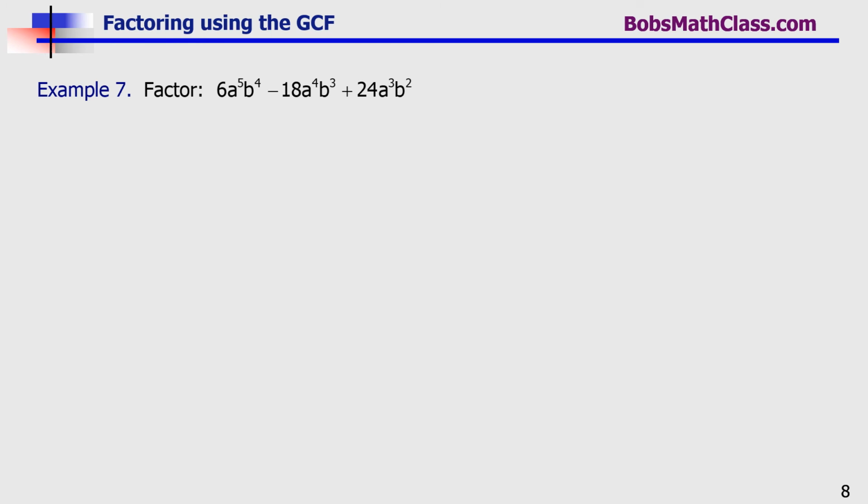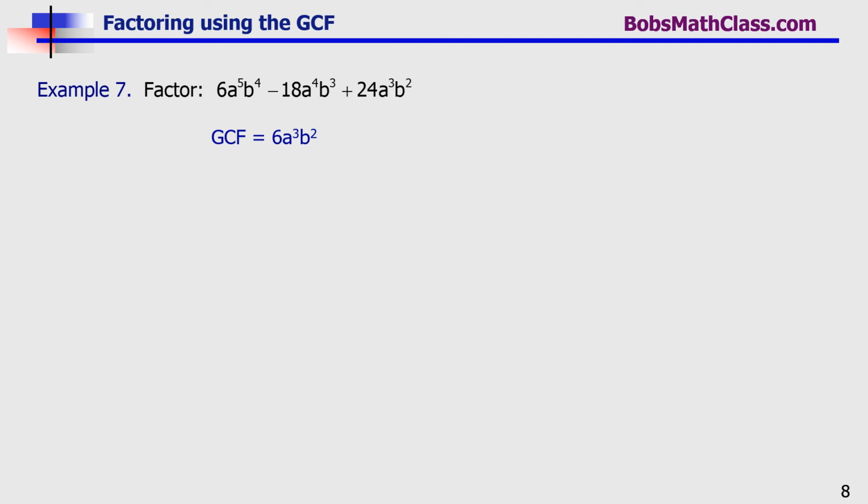So for 6, 18, and 24, what number goes into all three of them? The largest number. Yeah, 6, right? And for the A's, we're going to take the lowest exponent for A's, that would be 3, and the lowest exponent for the B's, that would be 2. So there's our GCF, 6a to the third b squared.